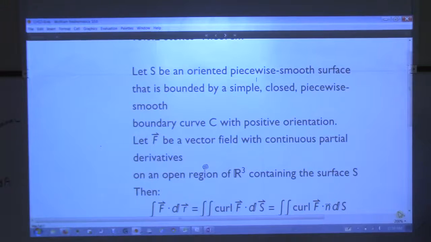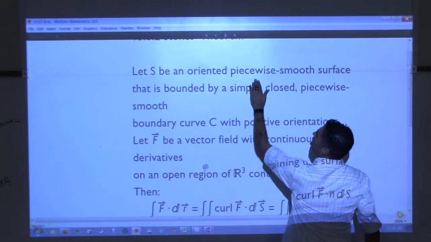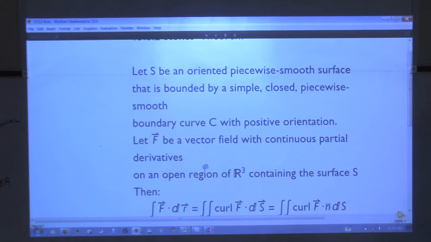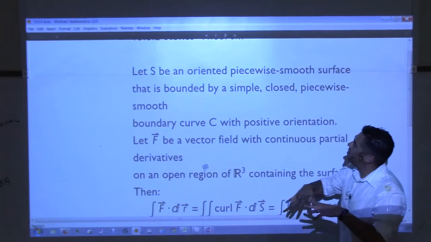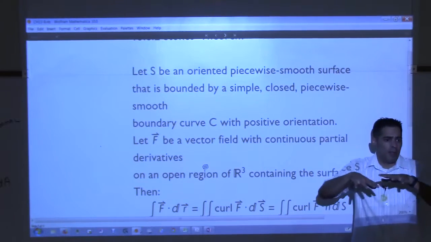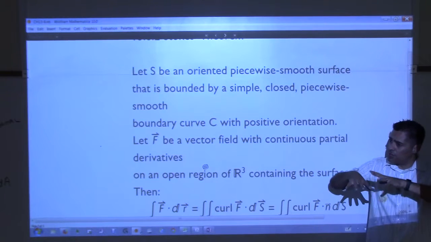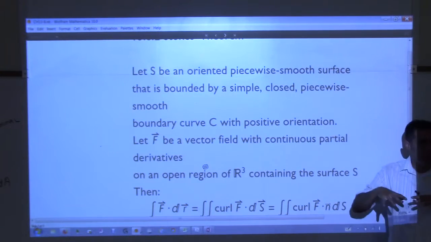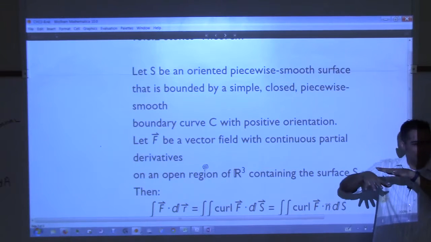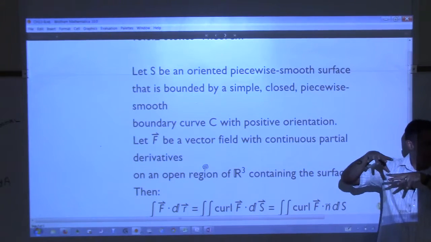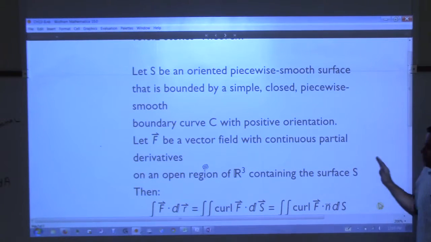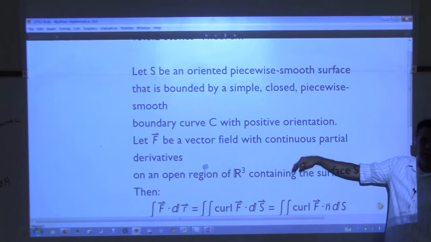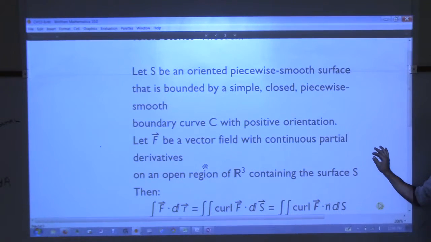All right, let S be an oriented piecewise smooth surface that is bounded by a simple closed piecewise smooth boundary curve C. Okay, so we have to start off with a surface, and that surface has to be oriented. So we need to be able to talk about normal vectors to this surface. Piecewise smooth, meaning that it doesn't have any crazy things happening like breaks or gaps or jumps or all of a sudden weird turns. As long as it's smooth, kind of like with curves, polynomials, things that we studied, sine curves, nothing crazy.